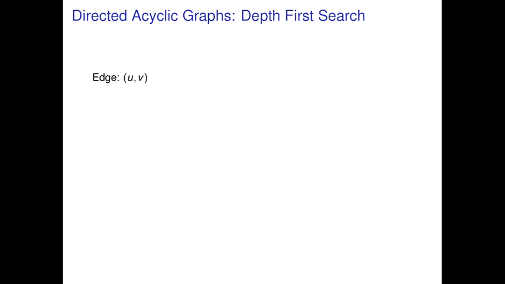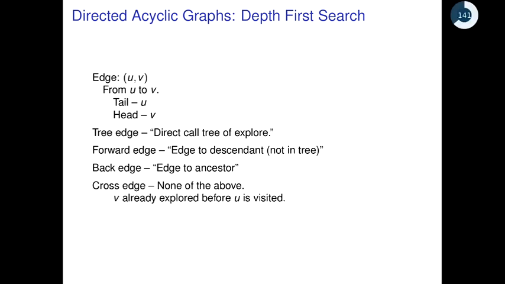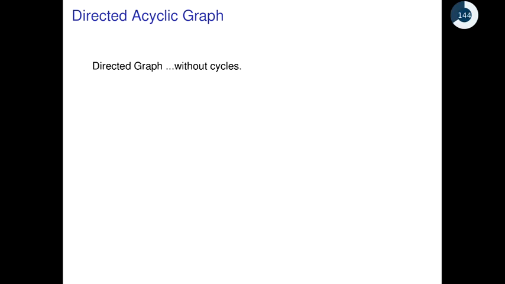Okay, so let's just see. So the tree edge is a direct call of the tree of the explorer. The forward edge is an edge to the descendant. A back edge is an edge to the ancestor. And a cross edge is everything else. Okay?